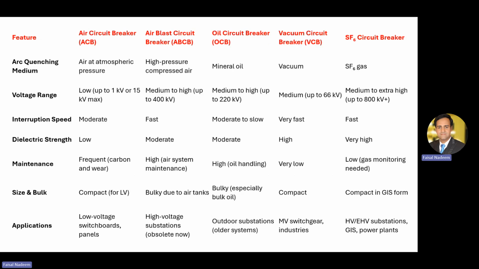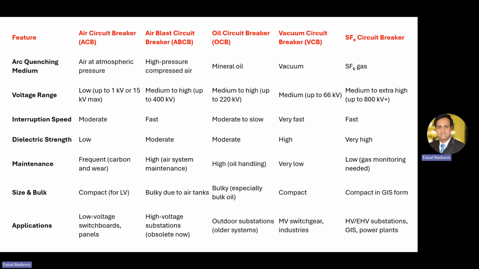So now, based on these applications, we can summarize the different types of circuit breakers. Here we have the air circuit breaker, the air blast circuit breaker. The air circuit breaker is the same as the air break circuit breaker. Then we have the oil circuit breaker, vacuum circuit breaker, and SF6 circuit breaker. The first feature is arc quenching medium. In the air circuit breaker, the arc quenching medium is air. Similarly, in the air blast circuit breaker, it is a blast of high pressure compressed air. In the oil circuit breaker, we have mineral oil, in the vacuum circuit breaker we use vacuum for quenching of the arc, and the SF6 circuit breaker uses SF6 gas.